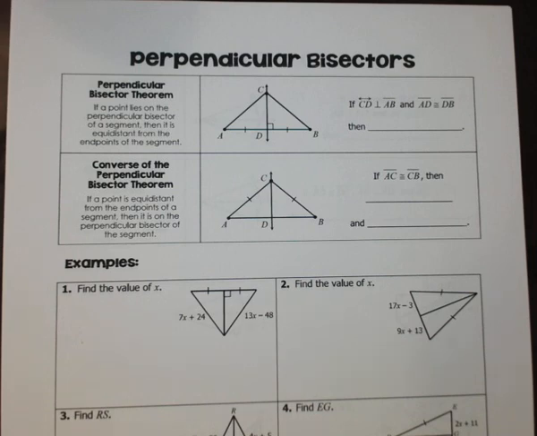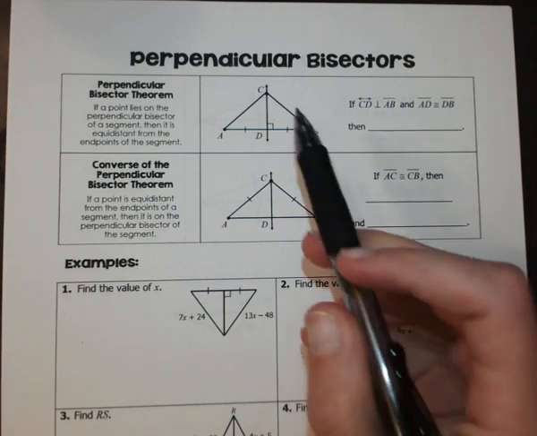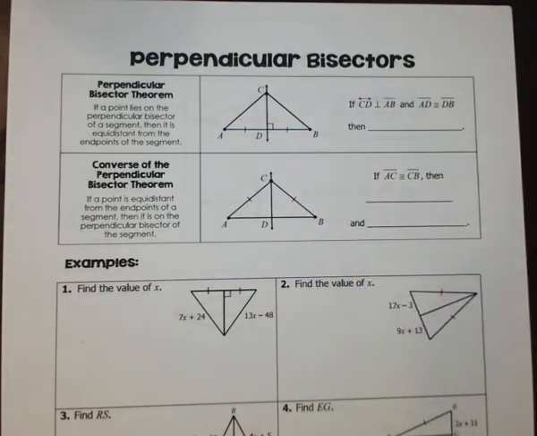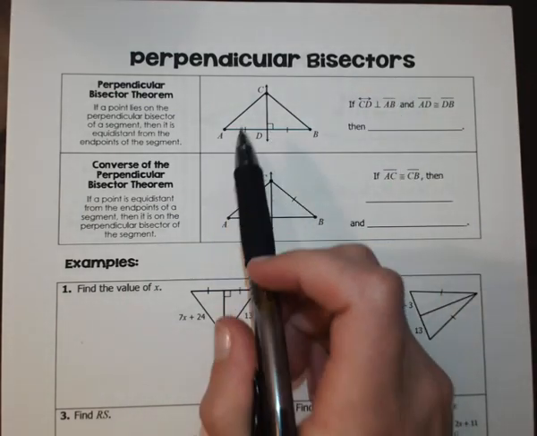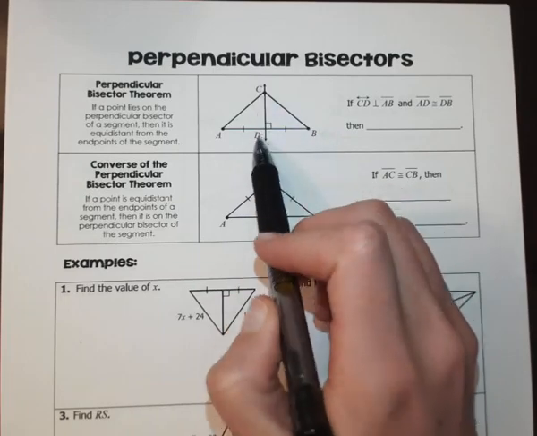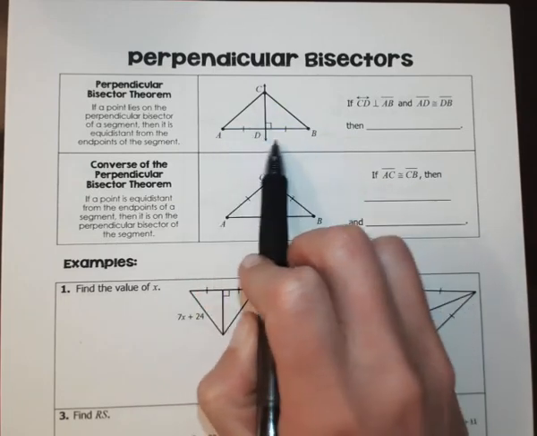All right, welcome back. Our next topic in our triangle congruence unit is perpendicular bisectors. Just like that sounds, perpendicular means we have a 90-degree angle, and bisector means it is split in half. Whatever segment the perpendicular bisector is cutting through, it evenly splits in half.